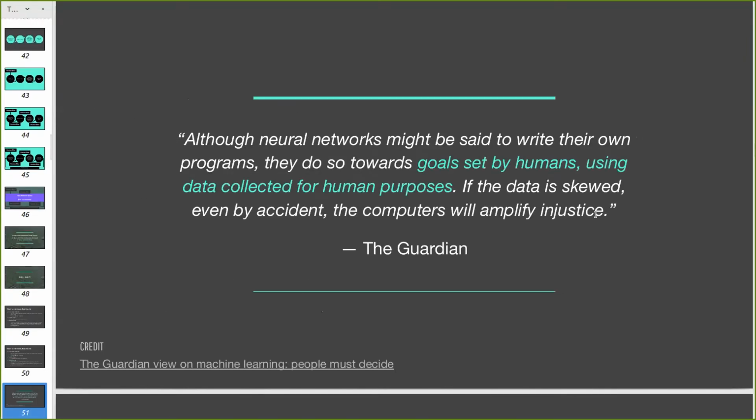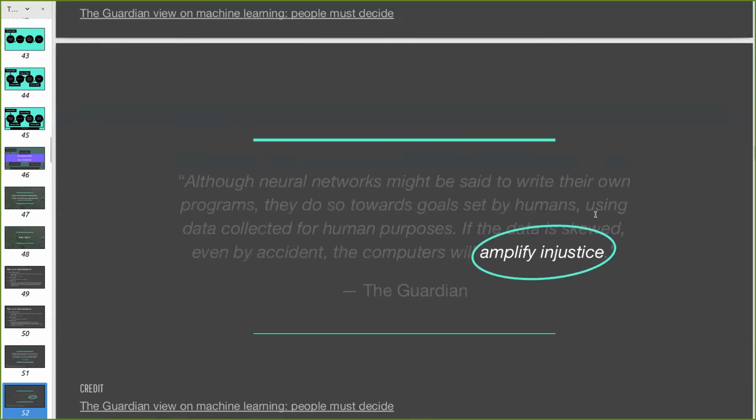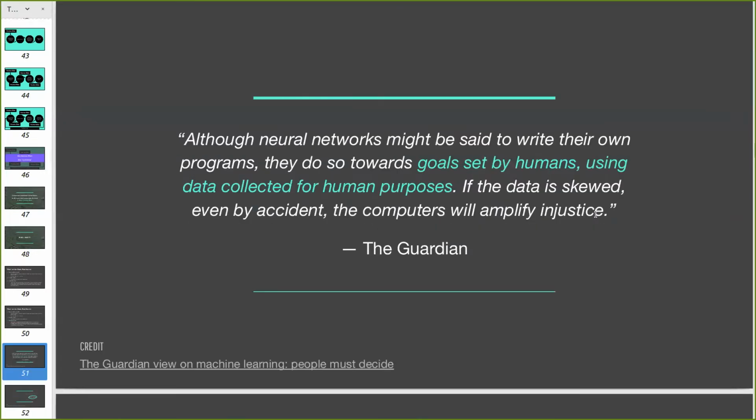So here's a quote. "Although neural networks might be set to write their own programs, they do so towards goals set by humans using data collected for human purposes. If the data is skewed, even by accident, the computers will amplify injustice." So this sentence puts all of it together nicely.